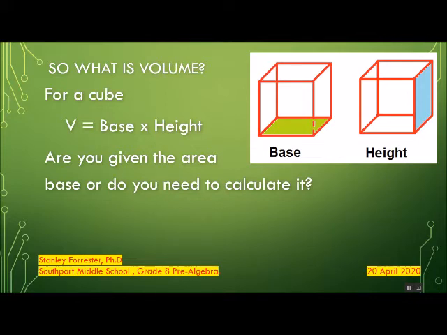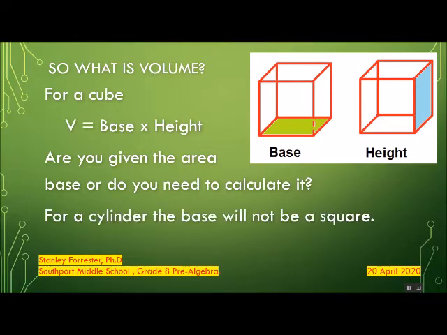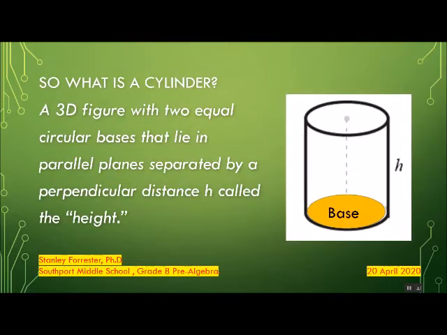The main question, though, is are you given the area of the base, or do you need to calculate it? If you're given the area of the base, you just multiply by the height, and away you go. Otherwise, you might be given the radius, or you might be given the circumference or the diameter. Now, for a cylinder, the base is not going to be square; it's going to be a circle.